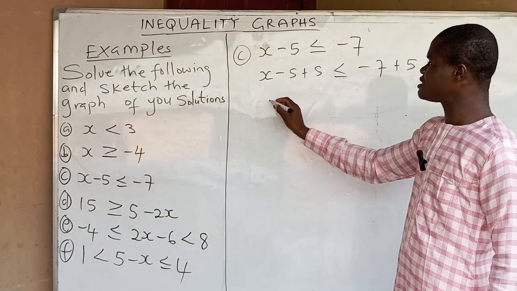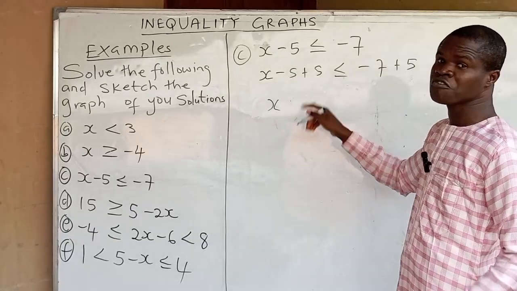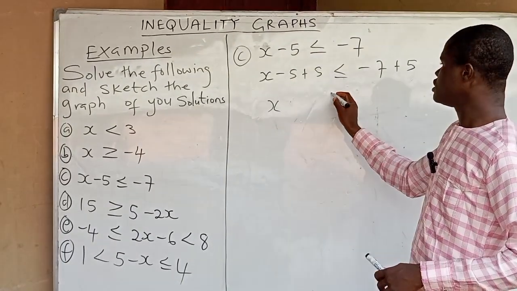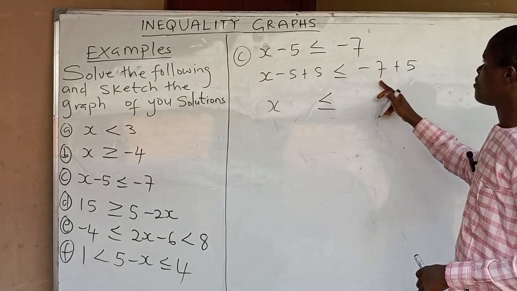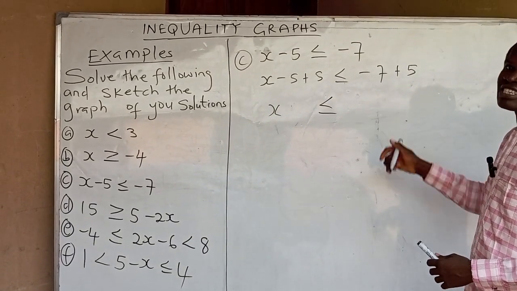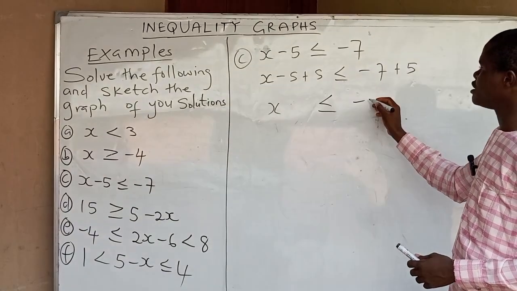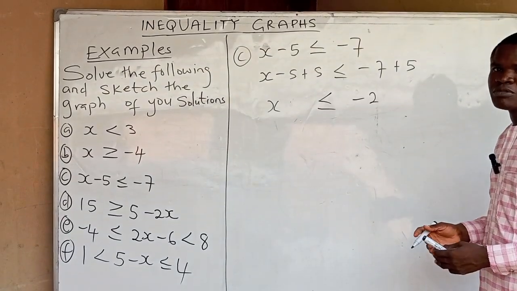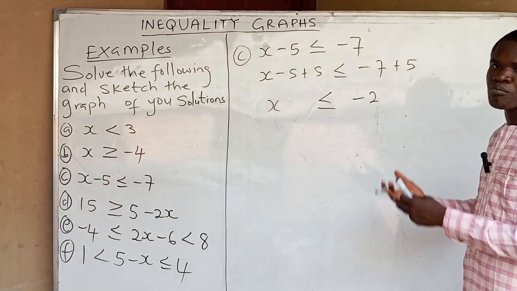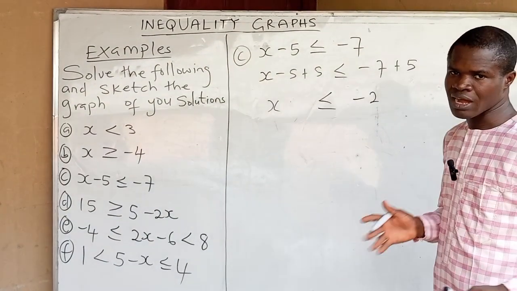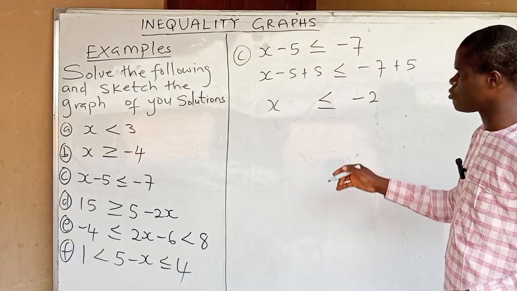So this means that x minus 5 plus 5 is 0, so it's gone. Is less than or equal to minus 7 plus 5. Minus 7 plus 5 will give us minus 2. That means all the numbers from minus 2 downward are the solution set to this problem.